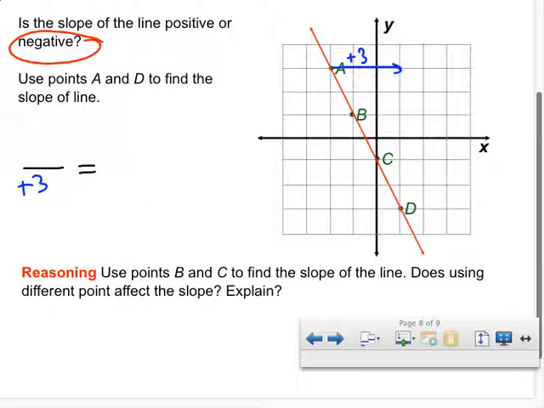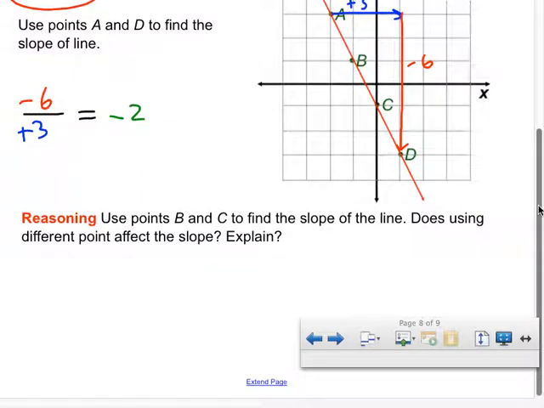And then my rise, I've got to get to the same level as point D. So what am I doing? I'm dropping. And how many units am I dropping? 6. And when we're going that direction, what's the sign going to be? So -6. So I have -6 over positive 3. What is that going to simplify to? It's just going to be -2. If you got -2 over 1, make it a whole number, -2.